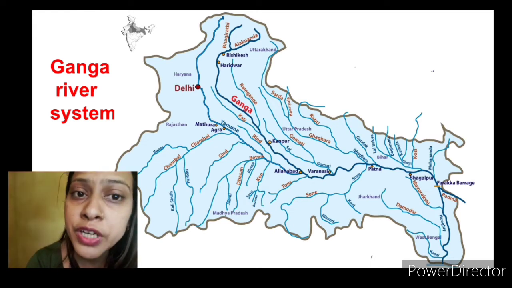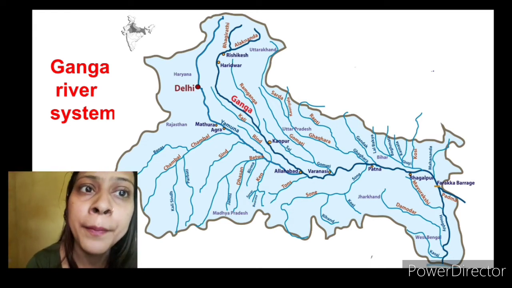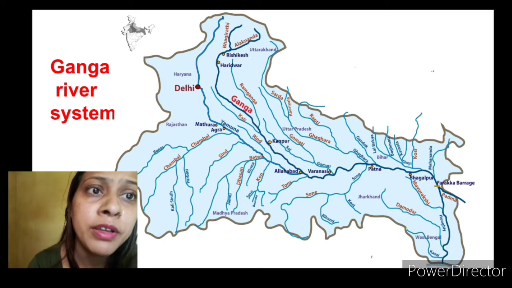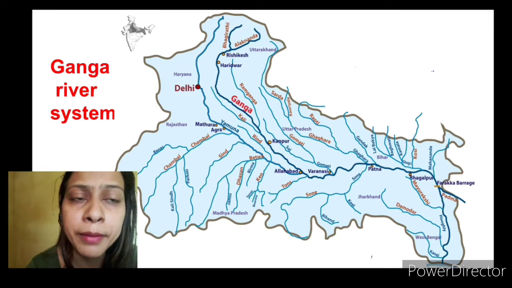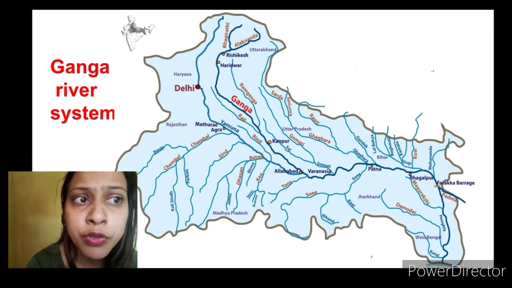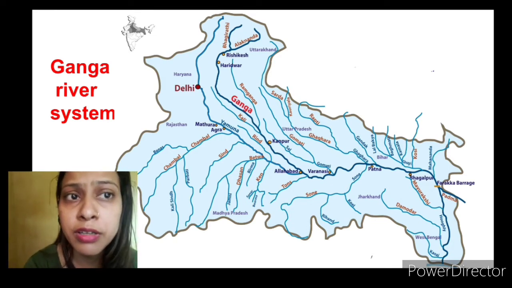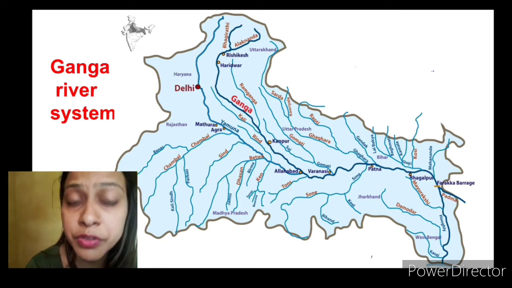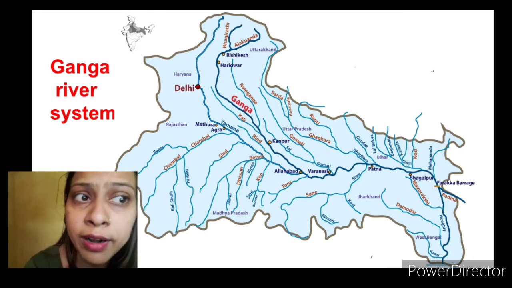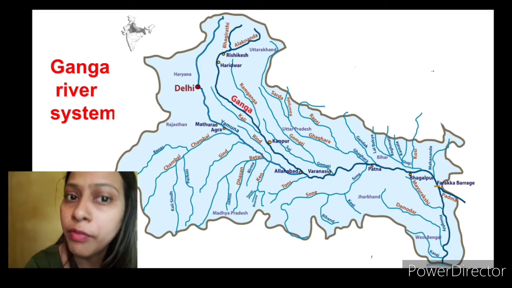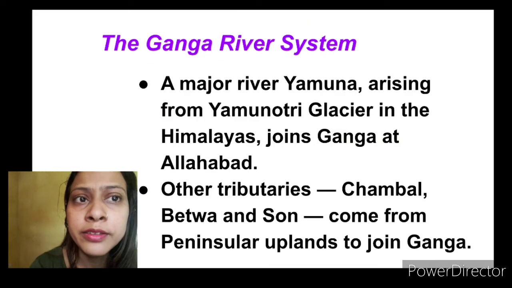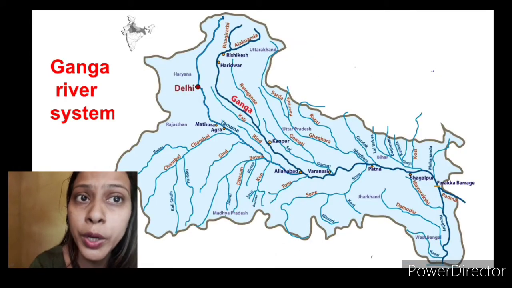And the Himalayan rivers which are joining river Ganga are Ramaganga, then Gomti, then Ghagra, then Gandak, then Koshi. You can see the red color in the upper part. Those are the Himalayan rivers, the tributaries joining river Ganga, and the lower ones are the peninsular tributaries of Ganga. Okay, and Yamuna is the important tributary because it is the longest one.